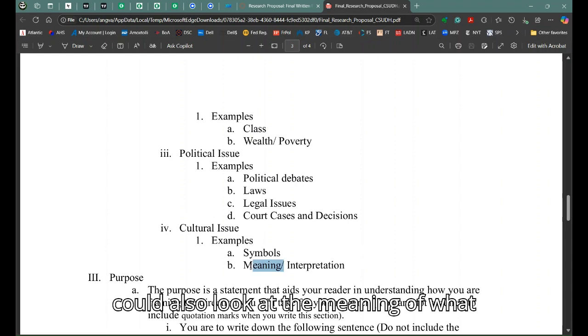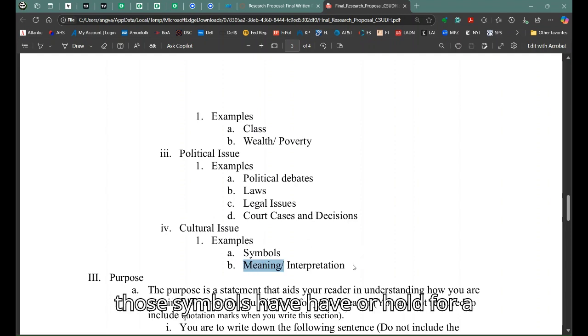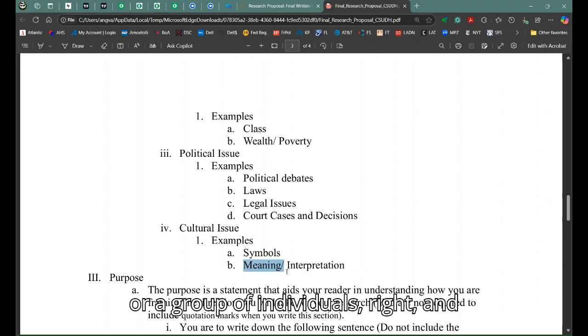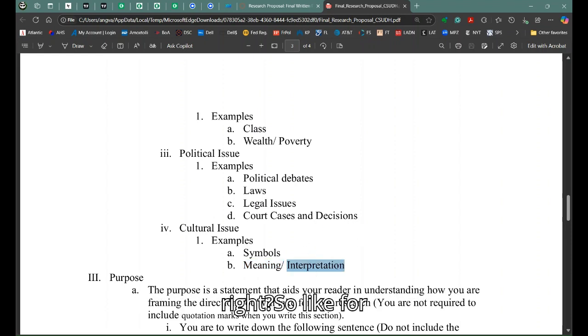But then you could also look at the meaning that those symbols hold for a particular community or a group of individuals, right? And also how we interpret things, right? So, for example, an issue of interpretation is the swastika, right? In modern times, the swastika is viewed as a Nazi symbol, and it has a very particular meaning. It means white supremacy, violence against others, and so on and so forth.